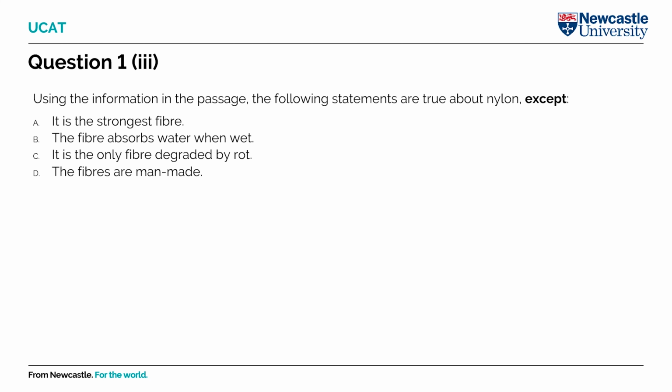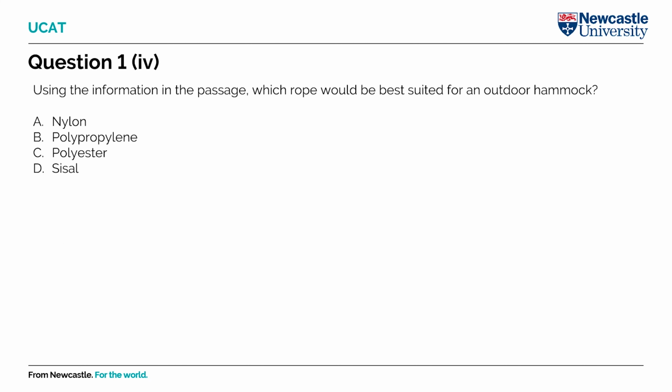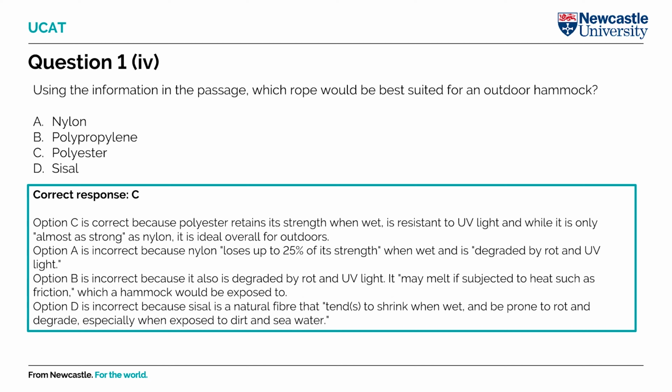Question 3, using the information in the passage, the following statements are true about nylon except A, B, C, or D. The answer we have here is C. And finally, the final question for this passage of text, using the information in the passage, which rope would be best suited for an outdoor hammock? A, B, C, or D? And the correct answer is C. And there's the rationale for that one there.